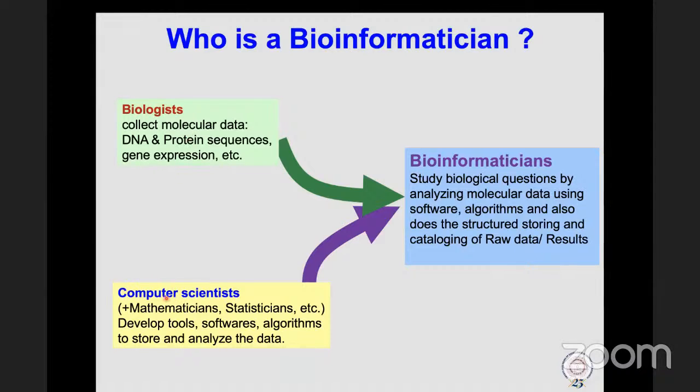And the computer scientist, or you can say computer science or information technology, along with mathematicians and statisticians, develop new algorithms and tools and software to analyze this new type of data, or to analyze this data from a new angle, right? So that it will give you a new clue about the data which is still unknown.